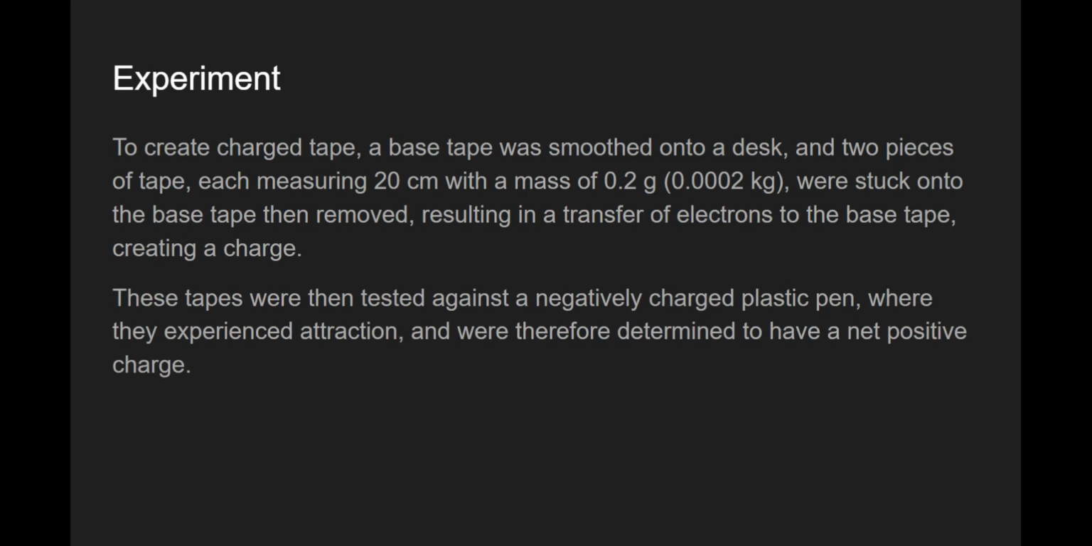To create charged tape, a piece of base tape was smoothed onto a desk, and two pieces of tape, each measuring 20 centimeters with a mass of 0.2 grams, were stuck onto the base tape, then removed, resulting in a transfer of electrons to the base tape, creating a charge. These tapes were then tested against a negatively charged plastic pen, where they experienced attraction to the pen and were therefore determined to have a net positive charge.